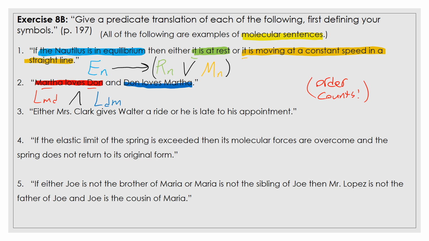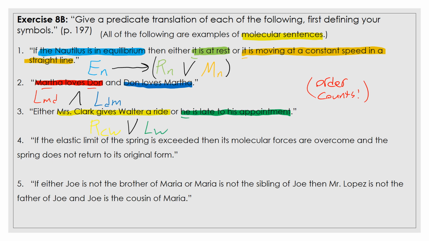Number three, either Mrs. Clark gives Walter a ride or he is late to his appointment. We have the predicate, gives a ride. We'll give that capital R. We have two names, Mrs. Clark and Walter, so we'll give this lowercase c, lowercase w. We have our disjunction. He is late to his appointment. Late to his appointment is the predicate. We'll give that a capital L. He refers to Walter, so we'll give that a lowercase w.